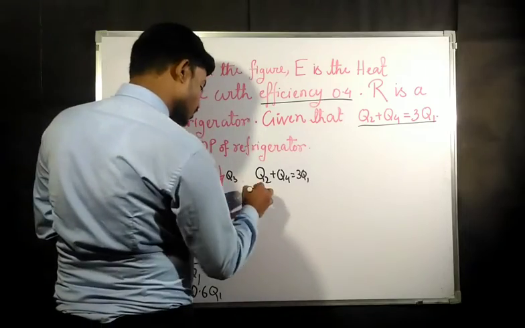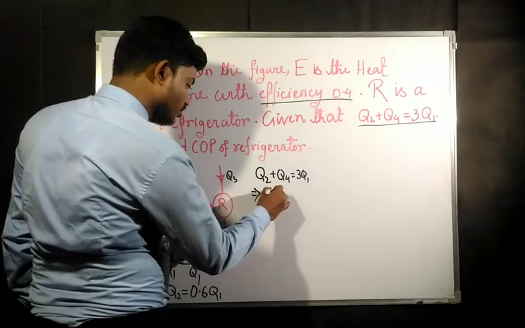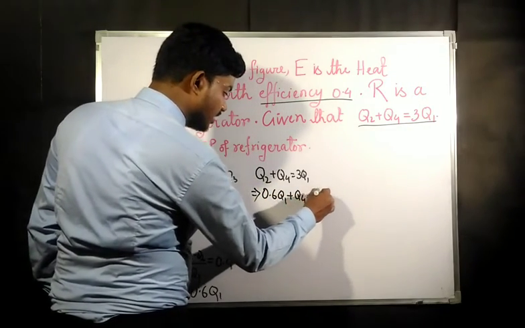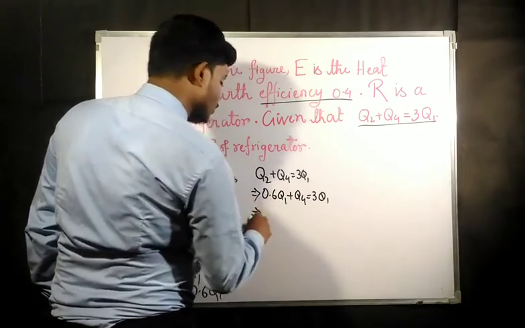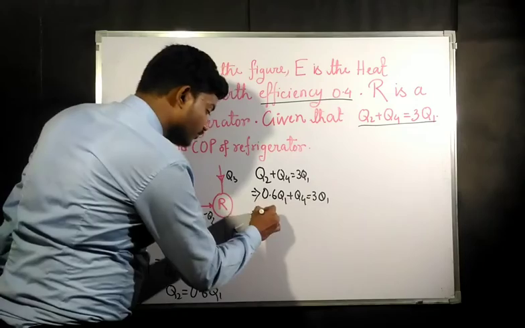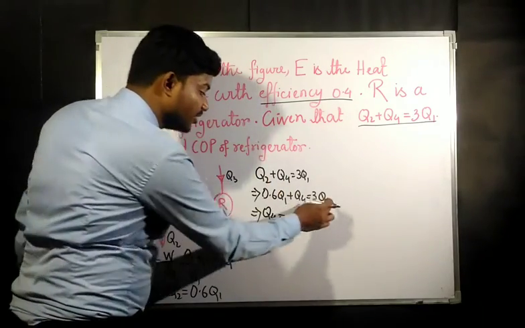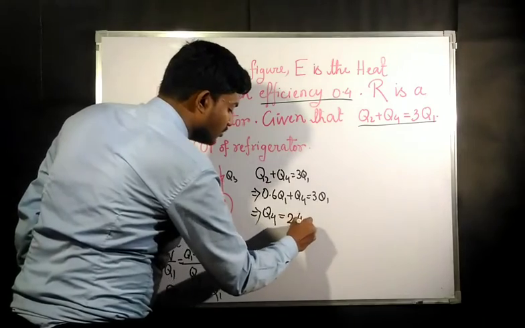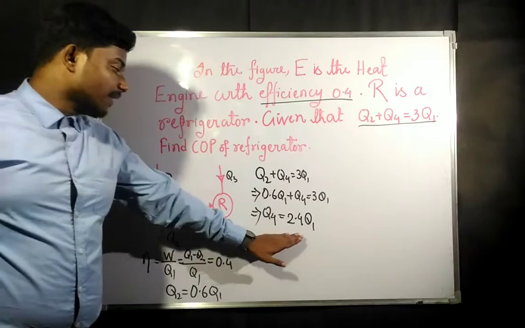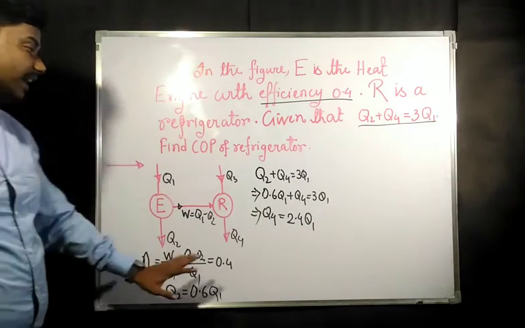Again, from this one, Q2 is given as 0.6 Q1. 0.6 Q1 plus Q4 is 3 into Q1. From here, you are going to get a relation between Q4 and Q1. So you can easily write Q4: this is going to get subtracted from this one, so the remaining thing which you are getting will be 2.4 Q1. So this is the relation between Q1 and Q4 we are going to get.